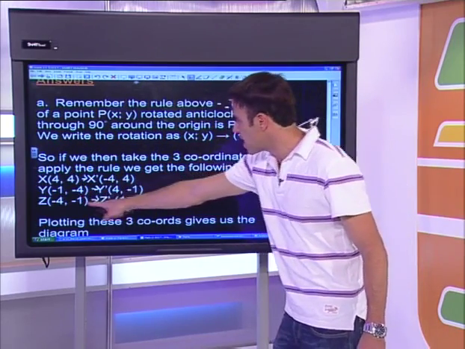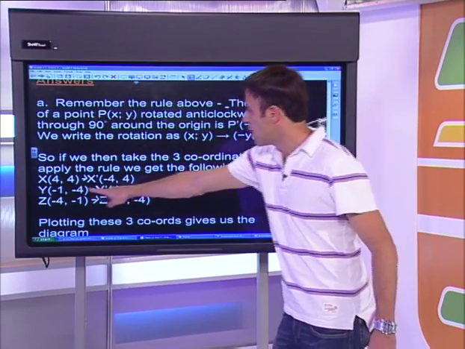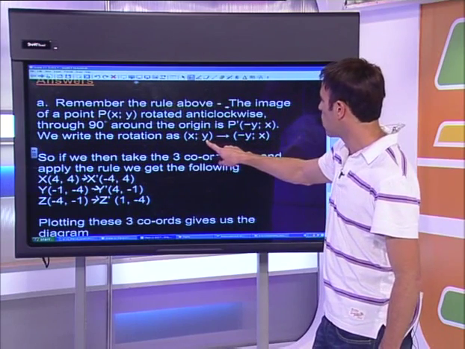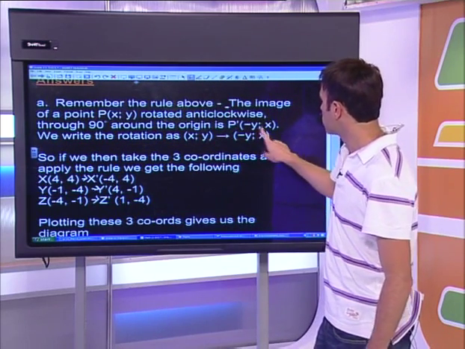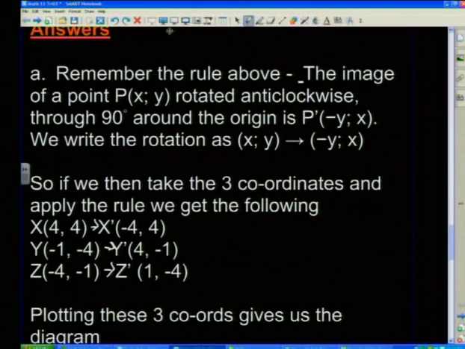Minus 4, that will become my x value, but it will become negative. So minus 4 becomes 4. And the minus 1 simply moves across to the y position. In other words, the x becomes the y. And lastly, (-4, -1): the minus 1 comes to the x value and it becomes negative, and obviously your minus 4 becomes minus 4.